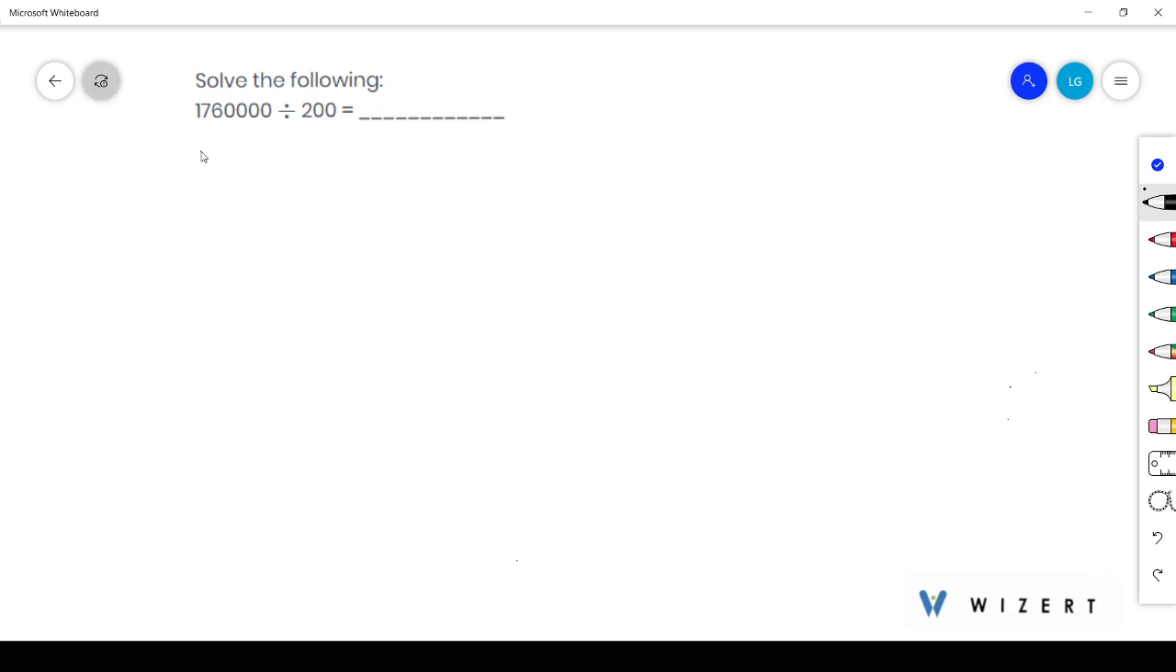Our question is: solve the following. 1,760,000 divided by 200 is what value? We can write this as 1,760,000 divided by 200. Now cancel out these 2 zeros and divide.